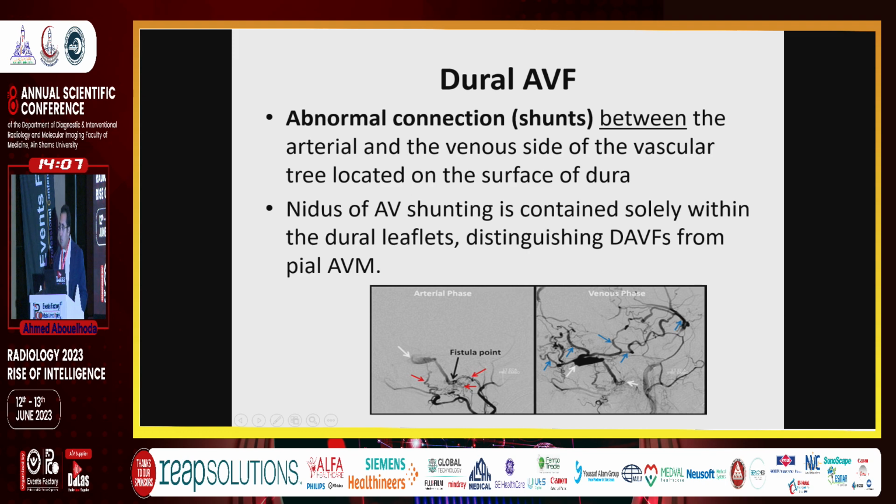The dural AVM is an abnormal connection between the arterial and the venous side of the vascular tree located on the surface of the dura. A very important thing is that the nidus of the AV shunting is contained solely within the dural leaflets. This distinguishes the AVF from the pial AVM. Here, as you can see, the fistulous point, this is the arterial phase, and this is the venous phase.